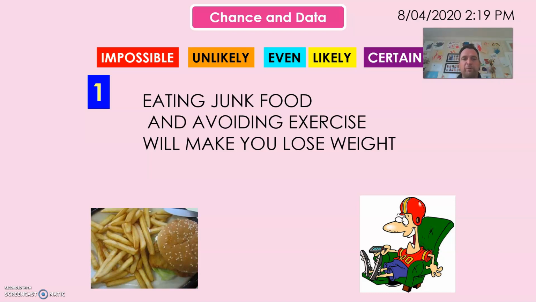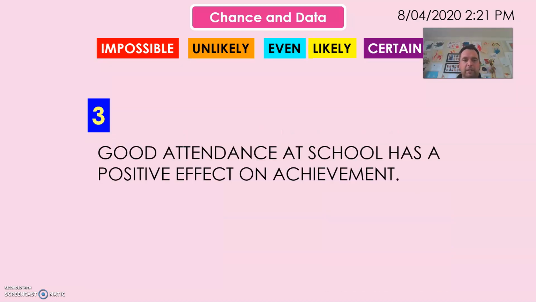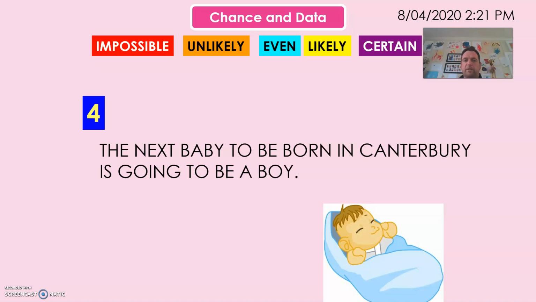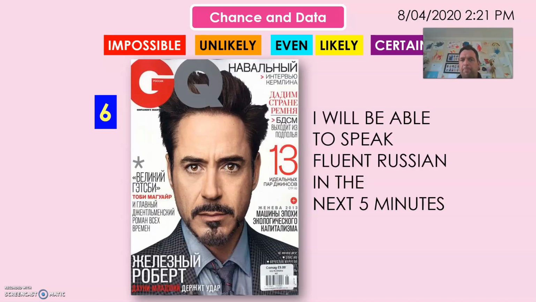If for any reason I'm going through these too fast, you can always stop and pause to complete that before the end. So the next one: eating 5 fruit and vegetables per day helps prevent disease. Again, impossible, unlikely, even, likely, certain. Number 3: a good attendance at school has a positive effect on achievement. Number 4: the next baby to be born in Canterbury is going to be a boy. Number 5: January the 12th falls on a Tuesday in 2016. And number 6: I'll be able to speak fluent Russian in the next 5 minutes. So pause the video, go back if you need to, make sure you've got 6 answers, and then we'll go through the answers once you're ready, and you can unpause the video.